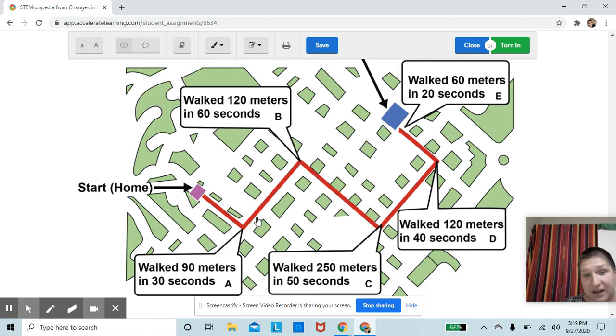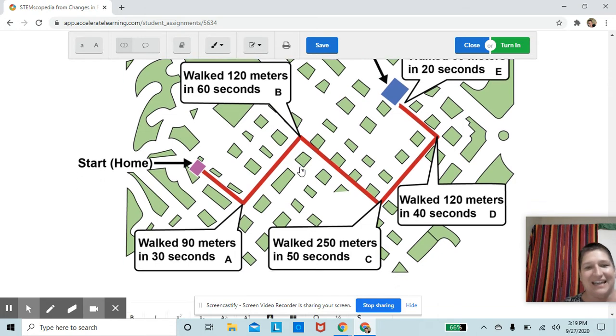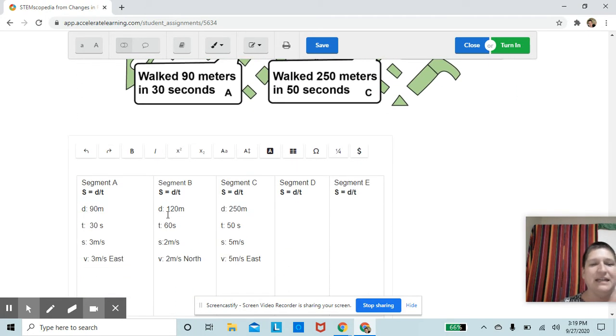Section B, I'm going to start here and I'm going to walk this way. As I walk this way, it says here that I walked 120 meters in 60 seconds. So I came down here and I plugged in 120 meters in 60 seconds. What's my speed? How many times does 60 go into 120? Twice. So 2 meters per second.